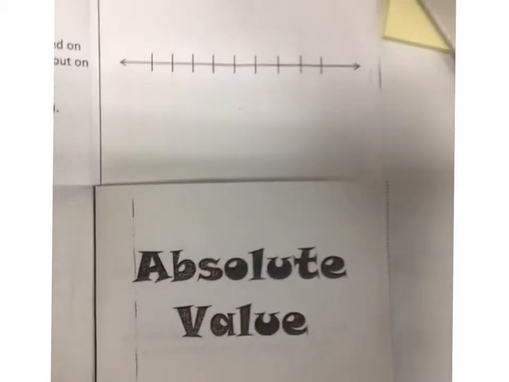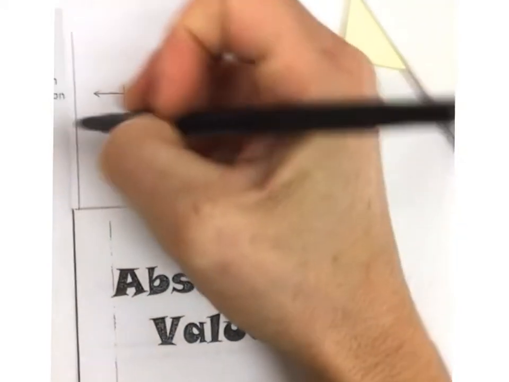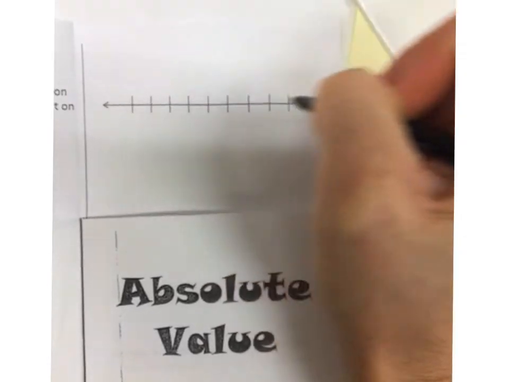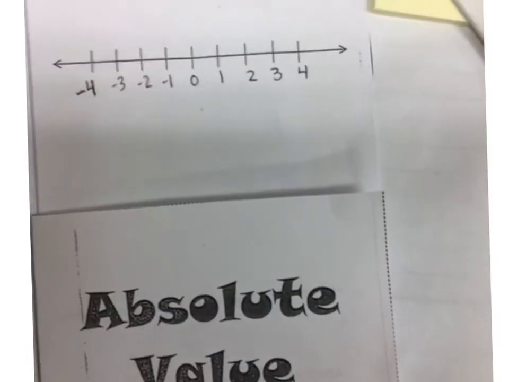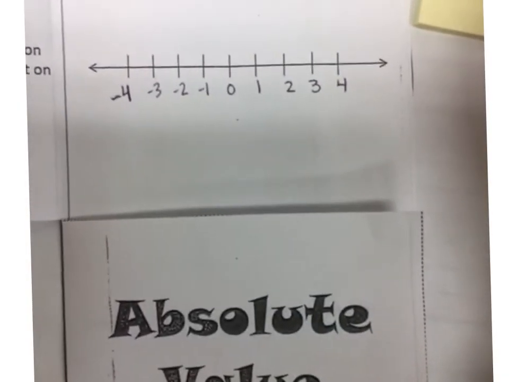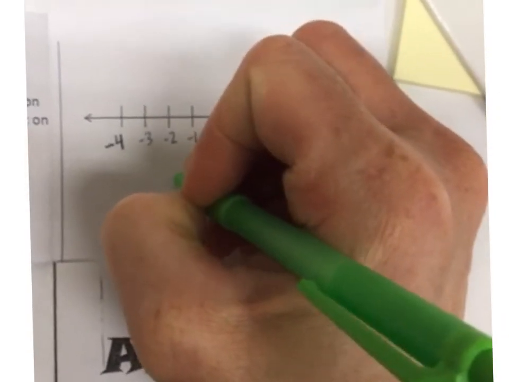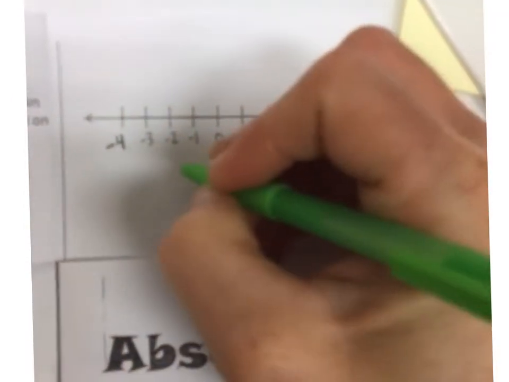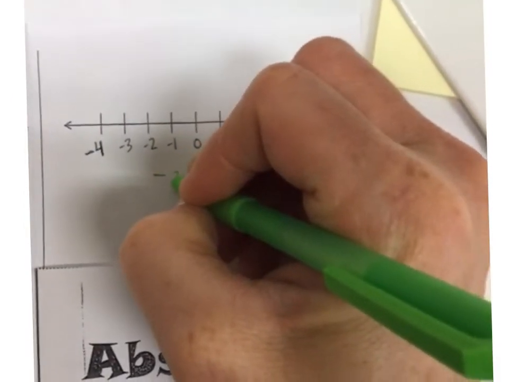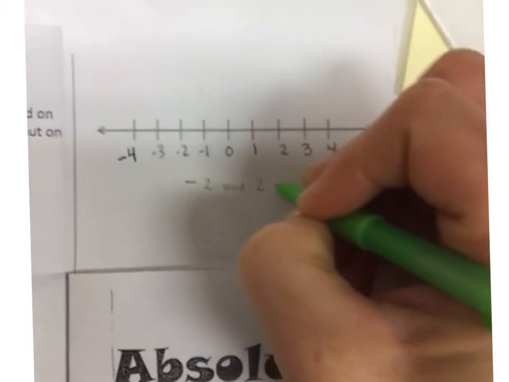First, I'm going to begin by drawing some numbers here on my number line, okay? So I'm going to start here. I'm going to label -4 and work my way the whole way across. Okay, so I have my number line labeled. If you need to stop and pause, you certainly can do that. Now that I have it labeled, I'm going to show how -2 and +2 are opposites.